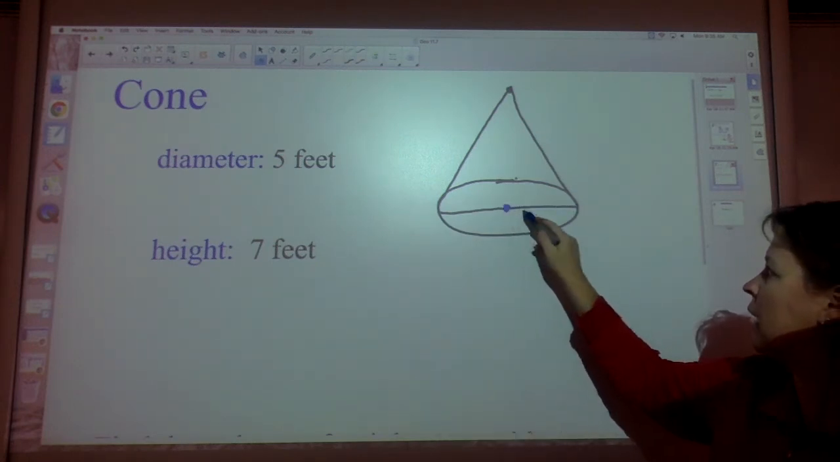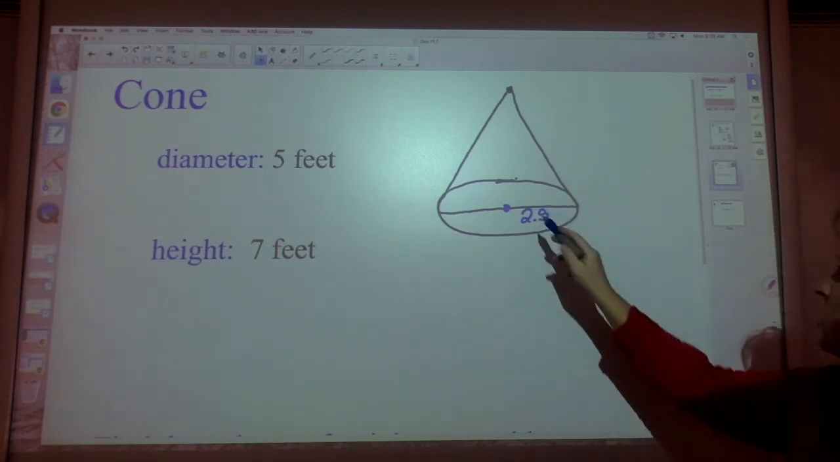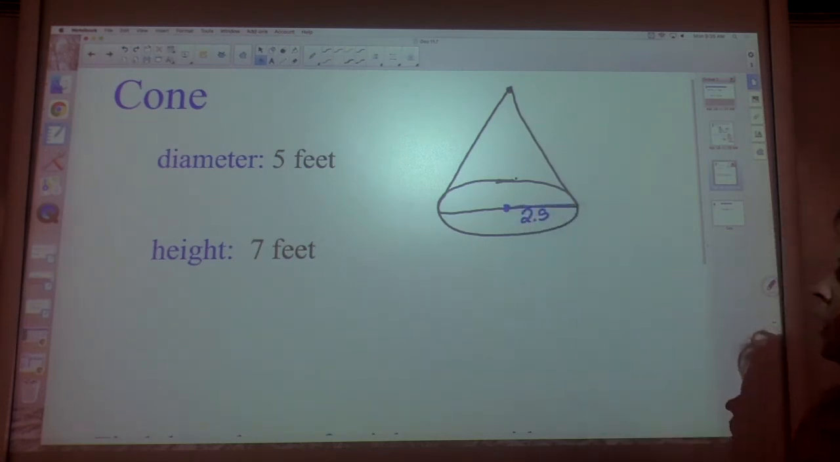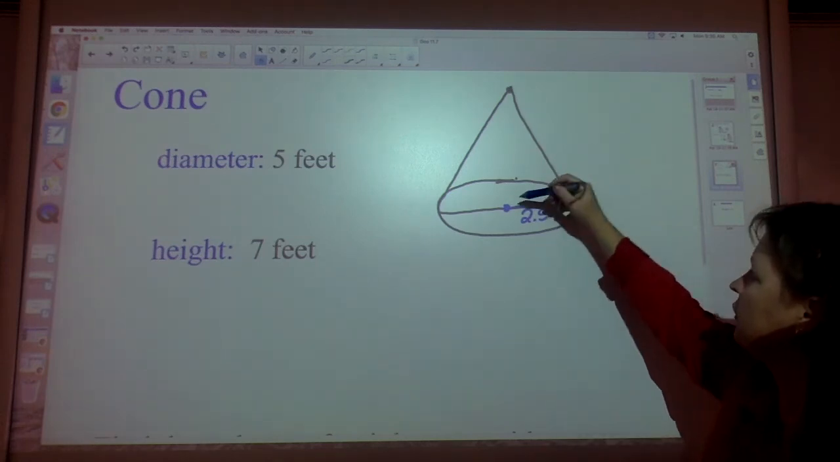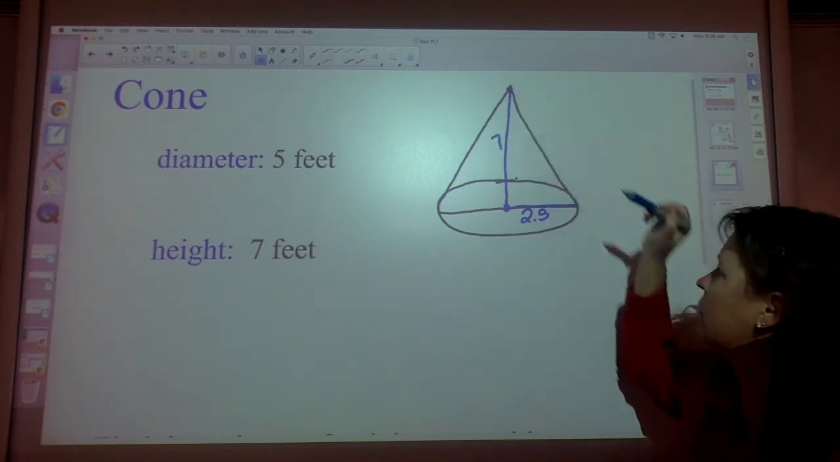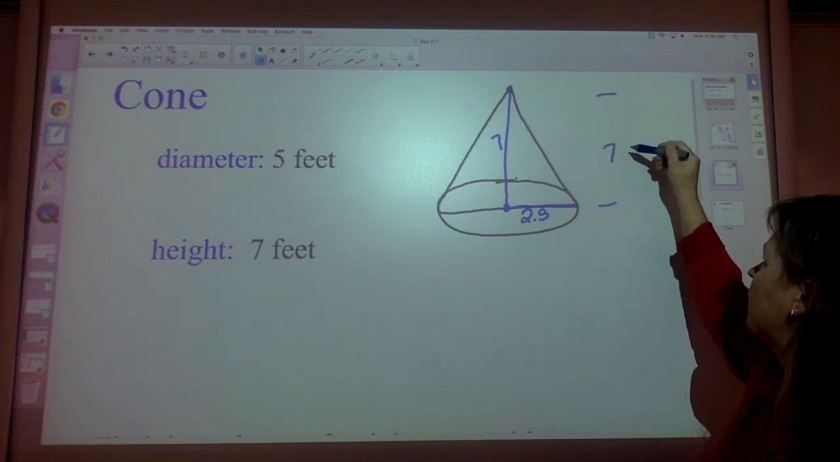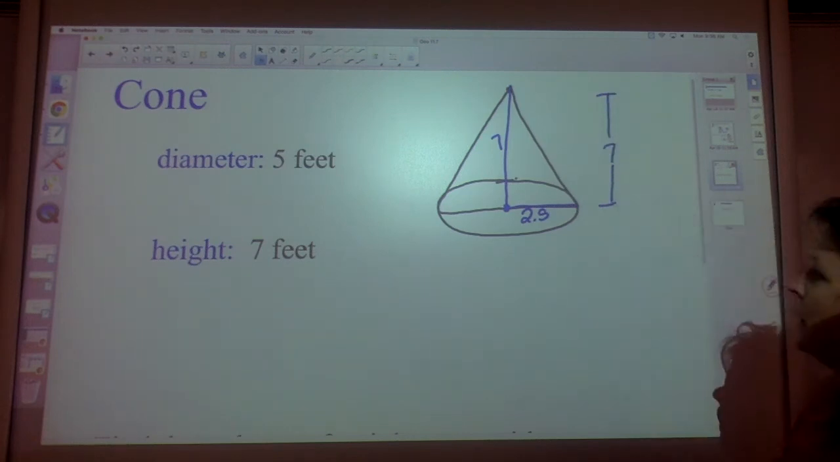We don't need a diameter. We work with radius. So the radius is 2.5. The height of the cone is 7 feet. That means if they said height and not slant height, they went straight up the middle. Or you could label it out here. From here to here is 7 feet. Doesn't matter either way, it's 7 feet.